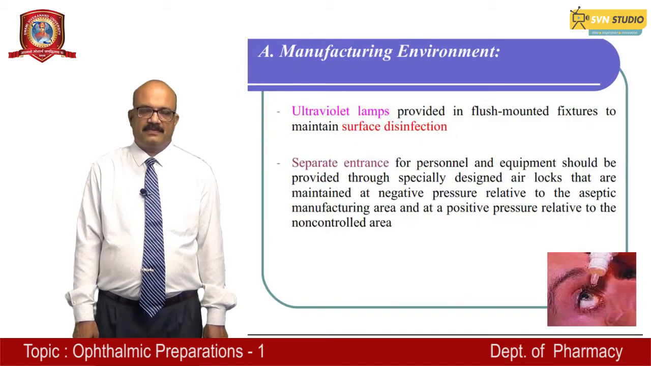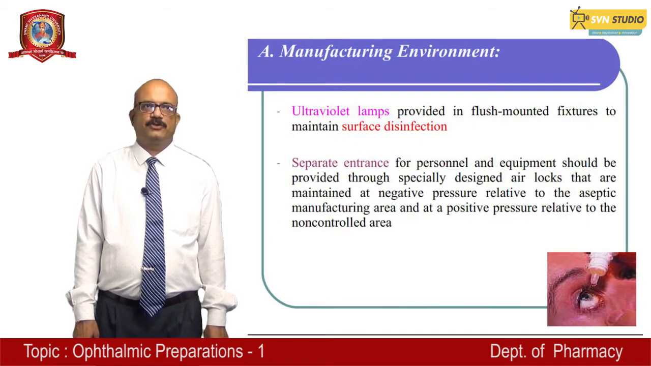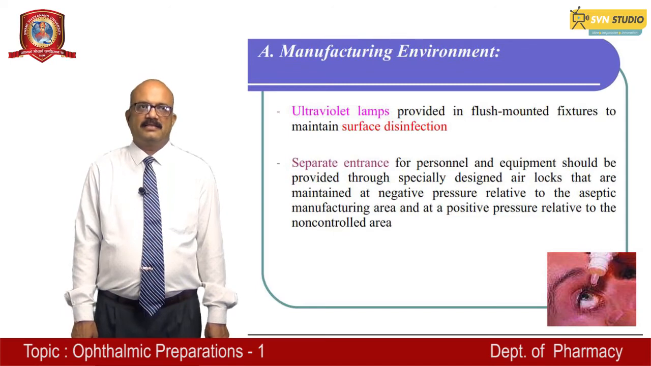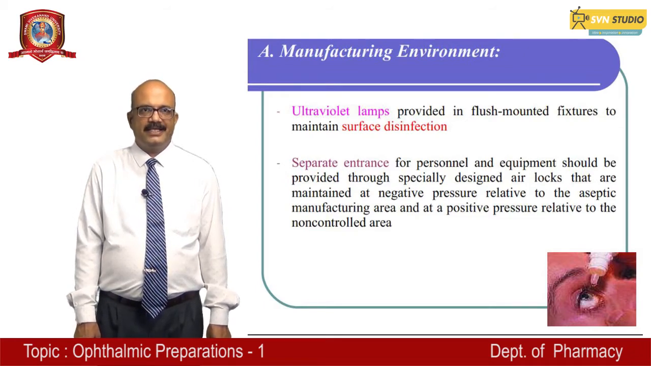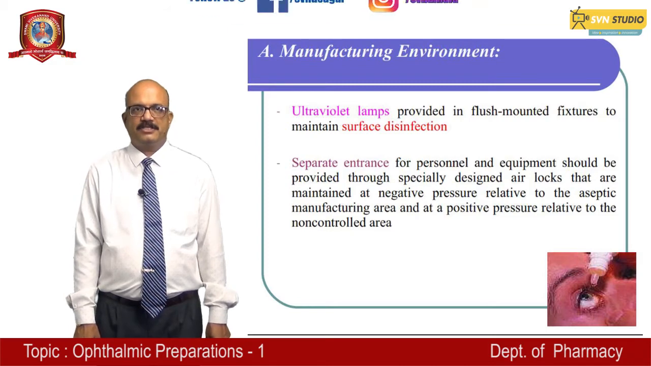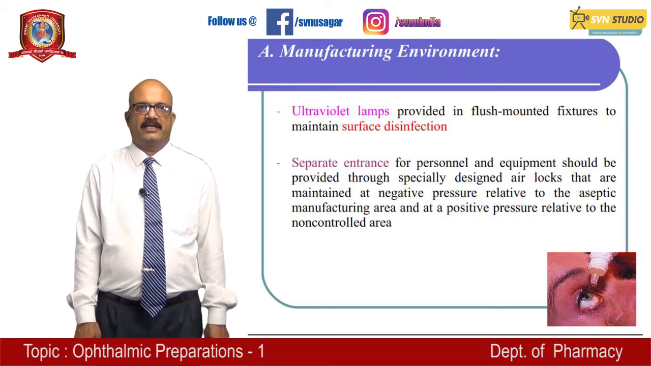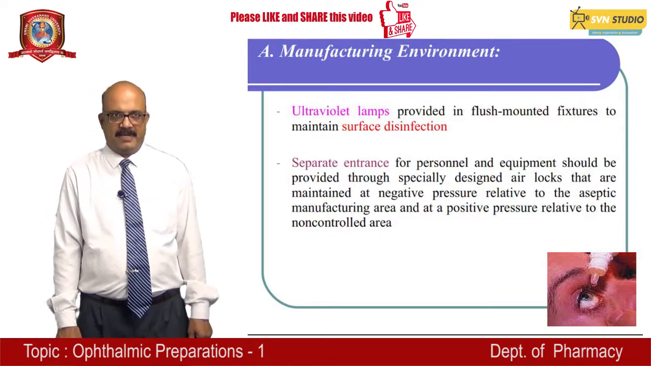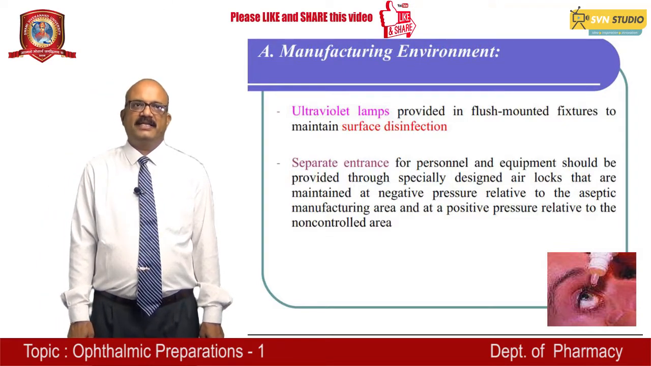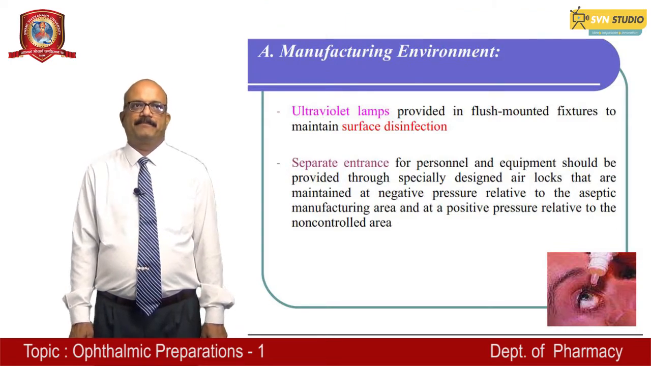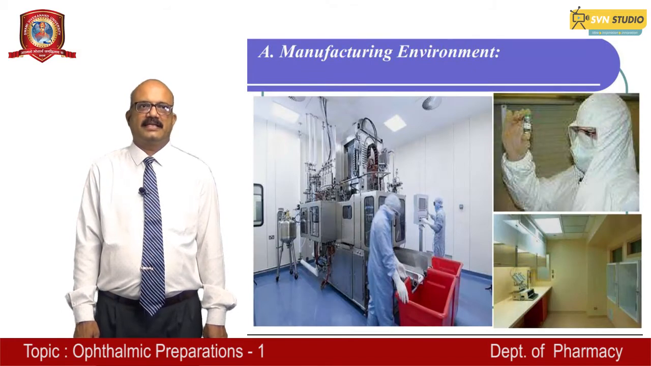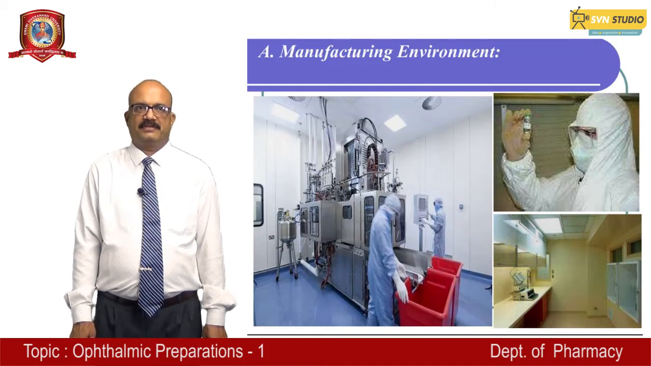Ultraviolet lamps can also be provided in flush mounted fixtures to maintain surface disinfection. Separate entrances for personnel and equipment should be provided through specially designed airlocks that are maintained at negative pressure relative to the aseptic manufacturing area and at positive pressure relative to the non-controlled area. Generally, this pressure is maintained by the use of HEPA filters, which provide adequate pressure in that aseptic area. Here you can see the equipment which is used for these ophthalmic preparations.